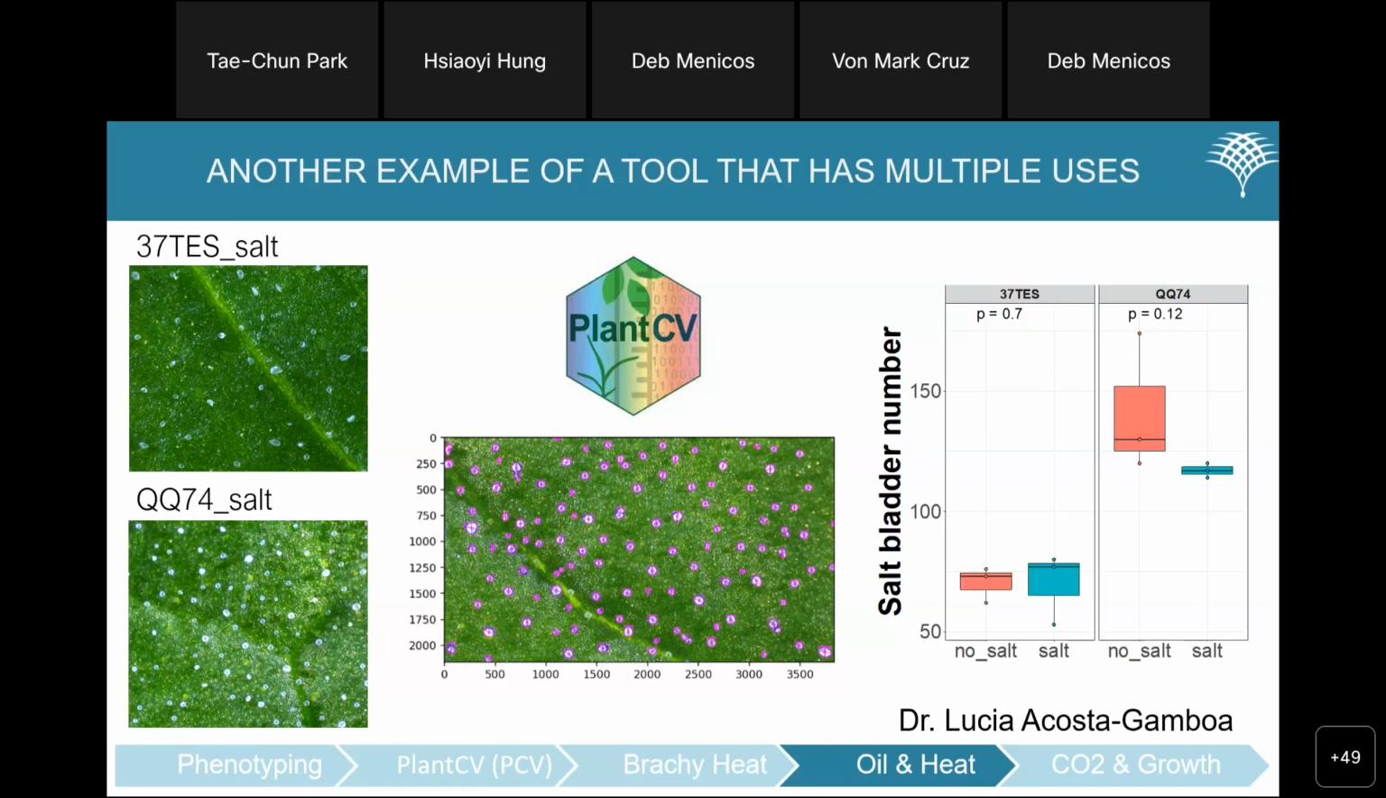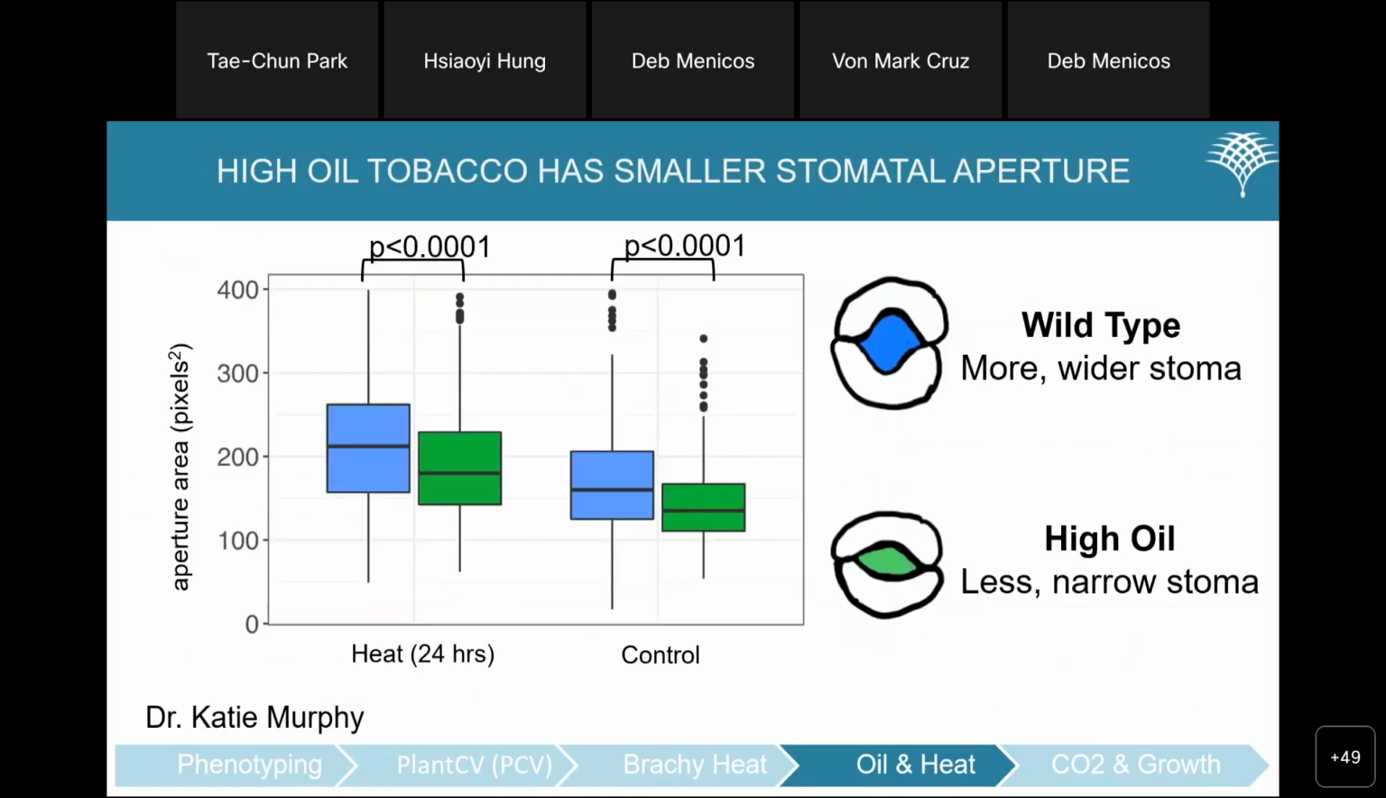Okay, we're going to go back to the tobacco data. So after quantifying the stomata using our stomata tool, we find that not only are there more stomata in the wild type, they're wider, whereas the high oil tobacco has fewer stomata, and they're also narrower.